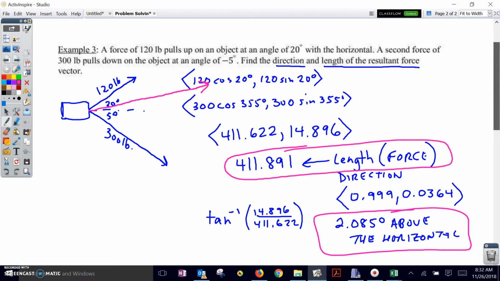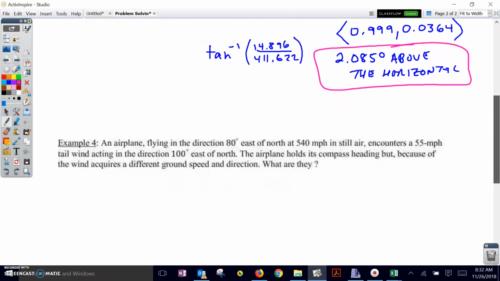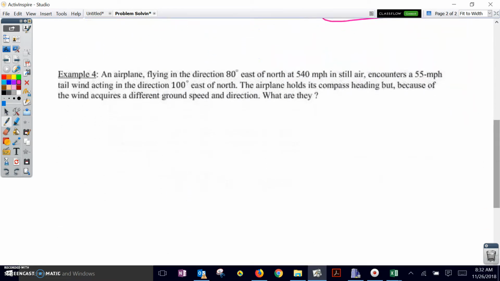Okay. On to example 4. This is very similar to example 1, just another expression of the same idea. We have an airplane flying in the direction 80 degrees east of north at 540 miles an hour in still air. So there's the airplane vector, 540 miles per hour. 80 degrees east of north, so it forms a 10-degree angle with the horizontal axis.